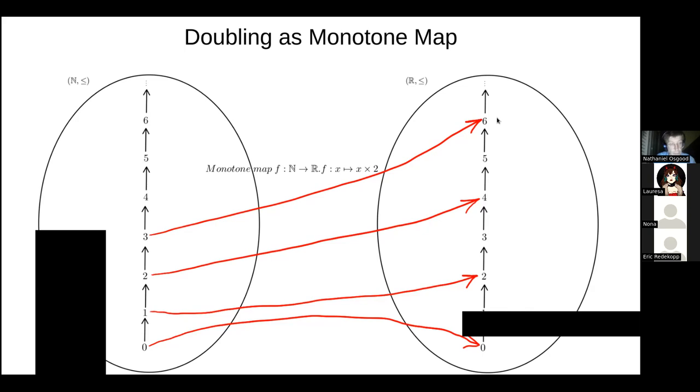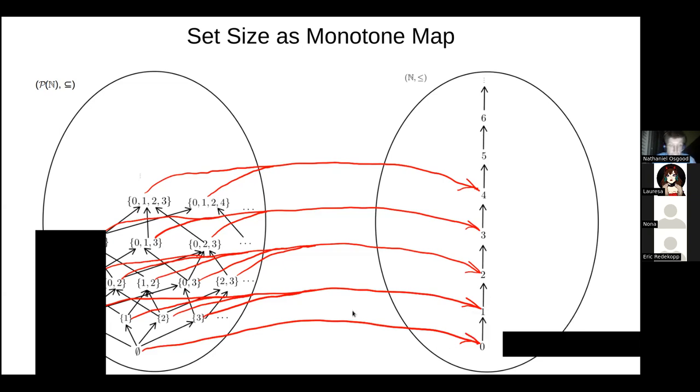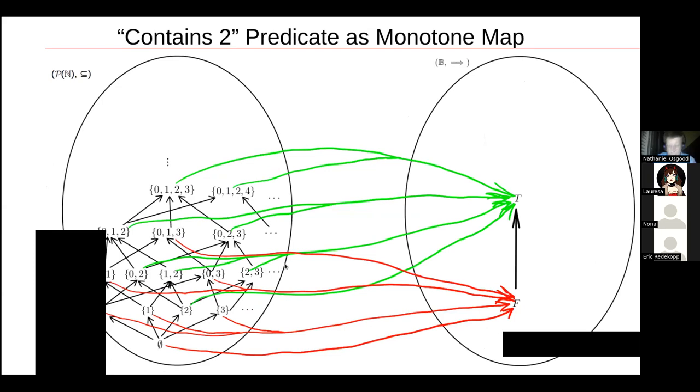Do you see that? Same thing for this one here. It is a monotone map. If we look at the size of these sets, it's a monotone map. This is like with subset. 0, 3 is a subset of this, but if we just pay attention to the size, we can get a preorder, and it turns out that's a monotone map. Contains 2 is a monotone map. If we think of the category of truth values, false and true, with true being greater than false, then contains true is a monotone map. Things that are higher in this category go to things higher in this category, which is kind of cool.